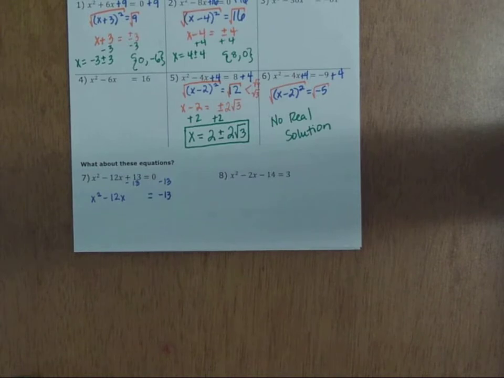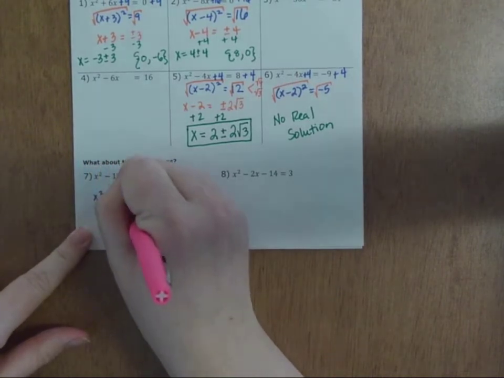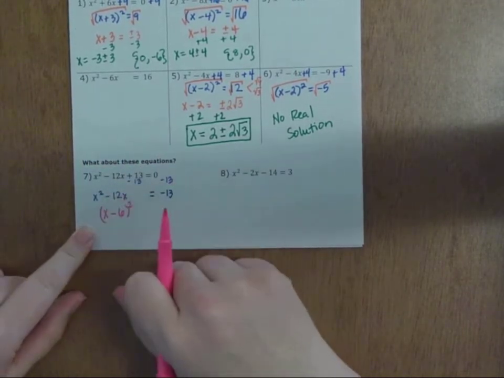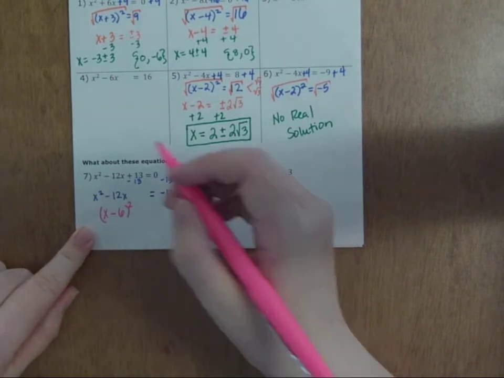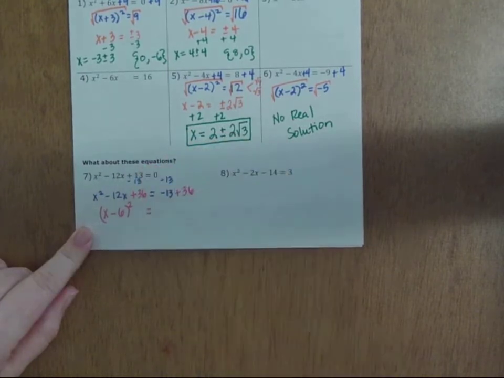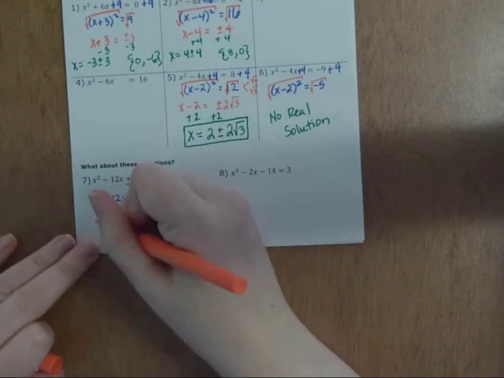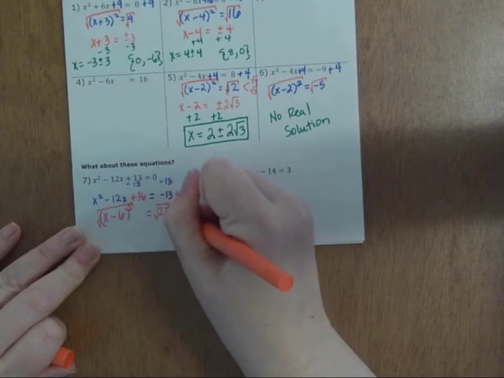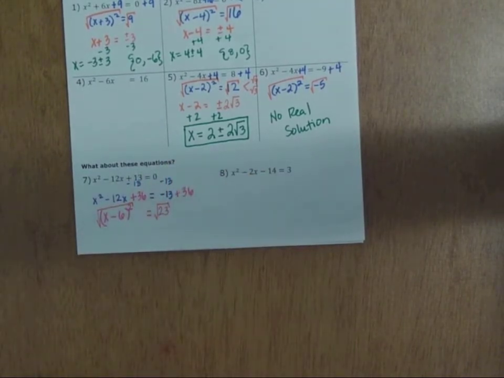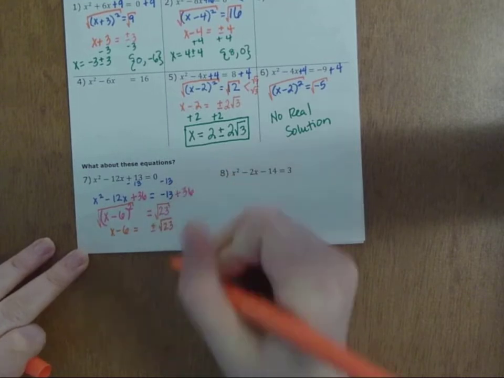So completing this square, half of -12 is -6. Sometimes I like to just go ahead and factor it when I know what half of it is. And then I say square it, what am I going to add? 36. So now I add 36 to both sides. That equals -13 plus 36, 23. Square root both sides. Now what do you know about 23? That is a prime number, so I can't simplify it. So x minus 6 equals plus or minus the square root of 23.